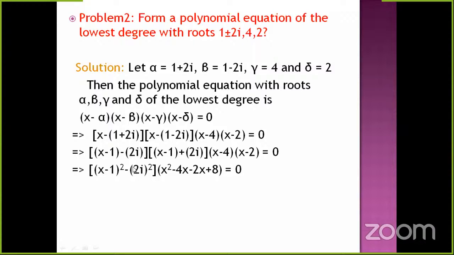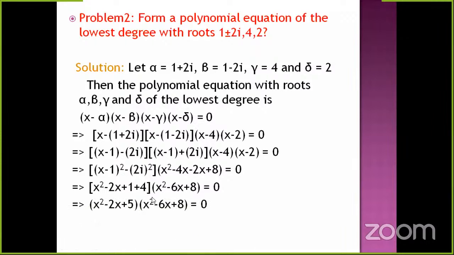So substituting the value a as x minus 1 and b as 2i, I will get (x minus 1) whole square minus (2i) whole square, into, now by multiplying (x minus 4) into (x minus 2), I will get x square minus 4x minus 2x plus 8 is equal to 0. In the next step, I will get (x minus 1) whole square, that is x square minus 2x plus 1, minus (2i) whole square can be written as 4, since here i square value will be minus 1. Minus 1 into (minus) plus 2 square, which will be equal to 4. And by simplifying this term, that is x square minus 2x plus 5, and the other x square minus 6x plus 8 is equal to 0.